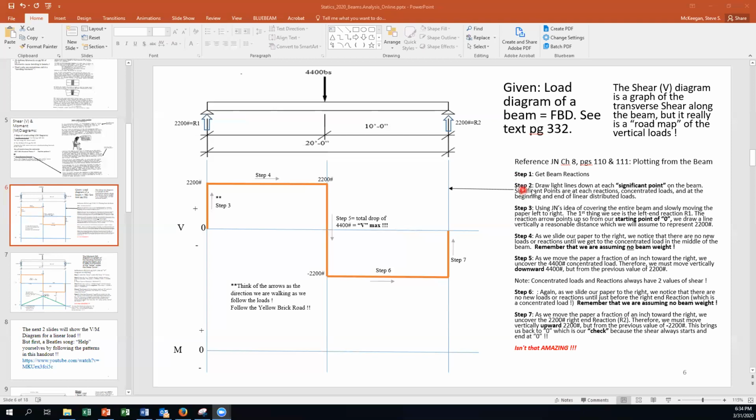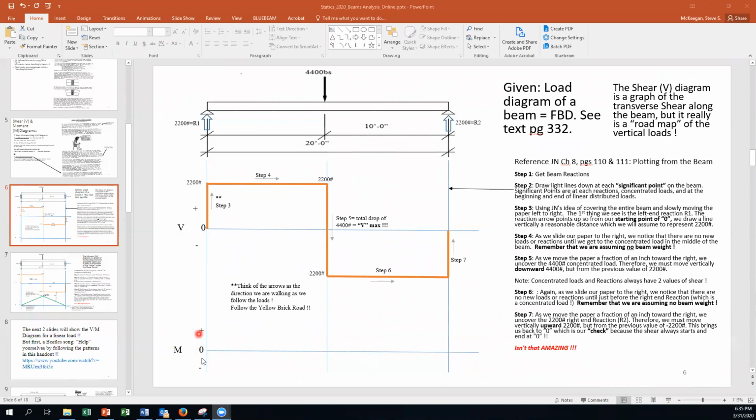That's step number 1. Step number 2, draw straight lines down at each significant point on the beam. Okay? Those significant points are at each reaction, concentrated loads, and the beginning and end of the linear distributed loads. So these are the lines that you're dropping down, the light lines, and then you'll do a horizontal axis for the V. What's V? Shear. 0 is the value of, so the x-axis is your 0 shear. This is positive, this is negative. Same thing with a moment.